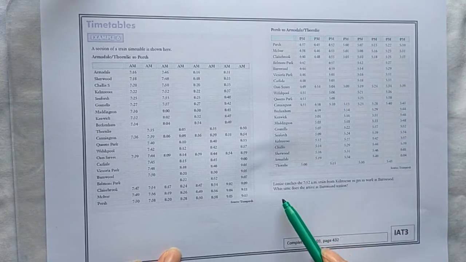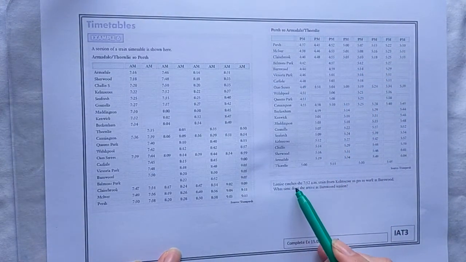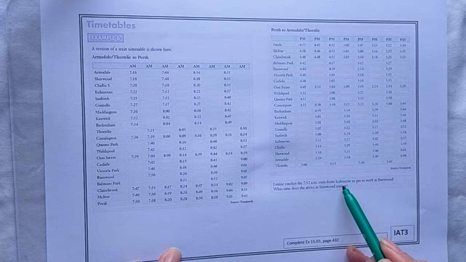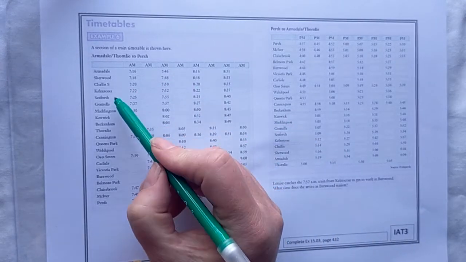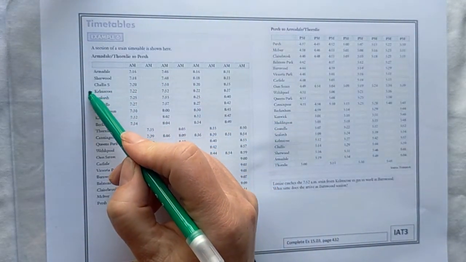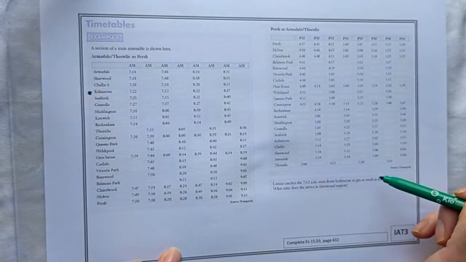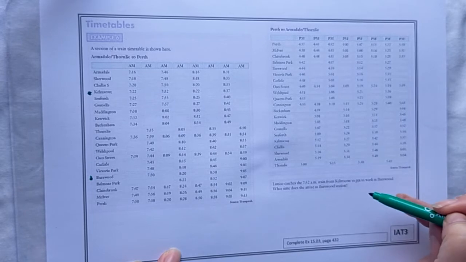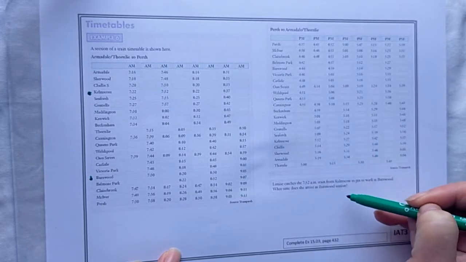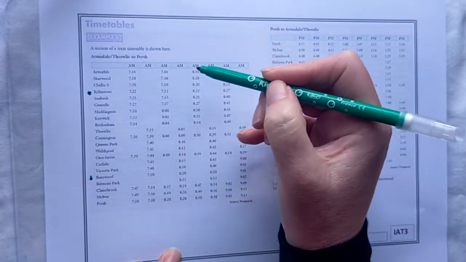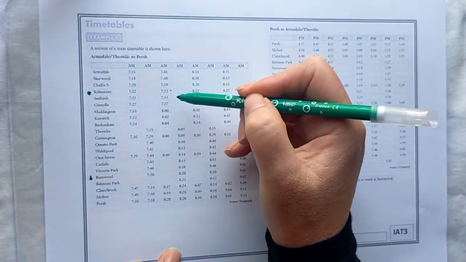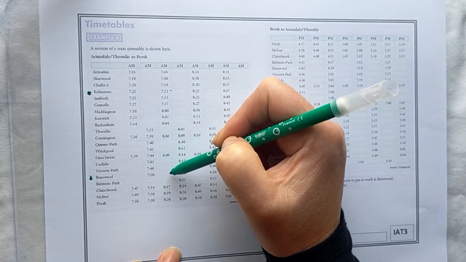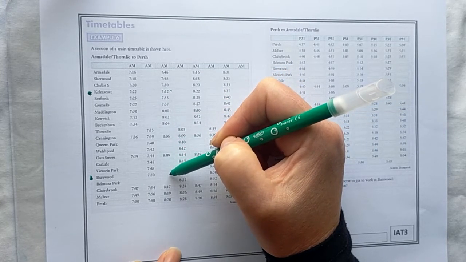So there's one example on our reference sheet here that talks about Louise catching the 7:52 a.m. train from Kelmscott. Let's find Kelmscott. Here's Kelmscott here. So she catches that train to get to work at Burswood, which is down here. What time does she arrive at Burswood station? So the 7:52 train from Kelmscott is when she leaves. We go down until we get to Burswood and there's nothing there.